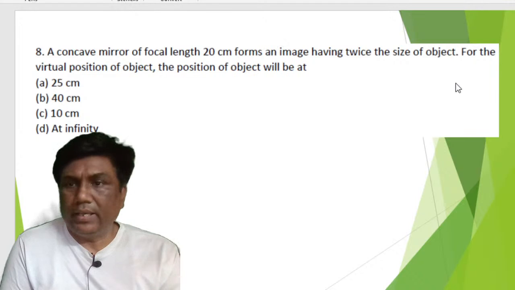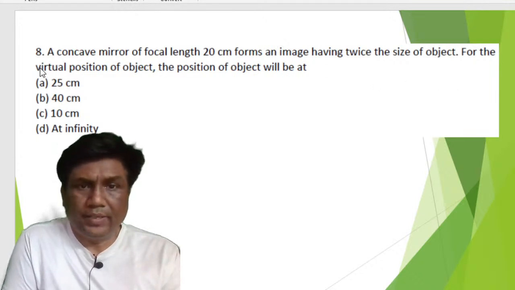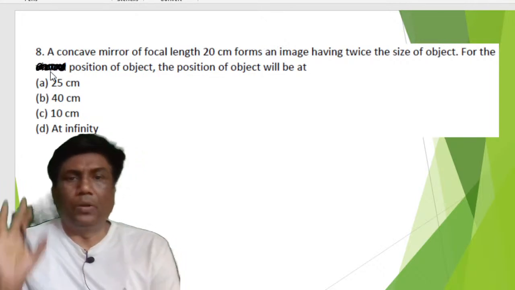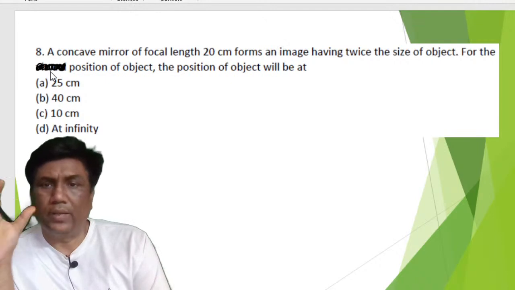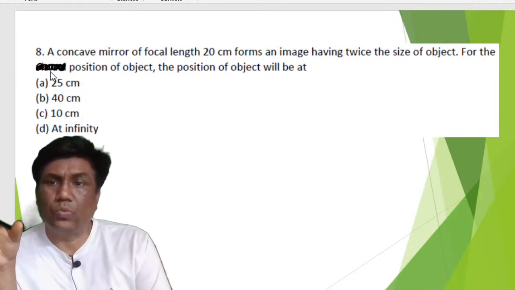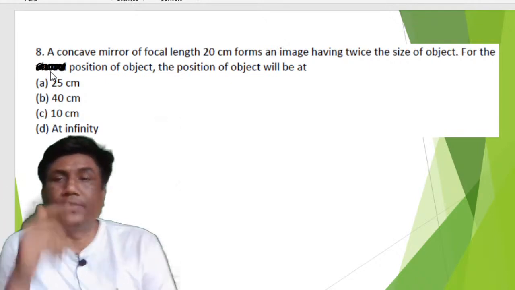For the timing, I find a small problem in the question. You can remove this part, the virtual part. Simple. A concave mirror of focal length 20 centimeter forms an image having twice the size of the object.